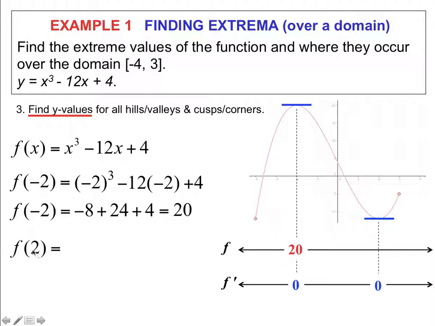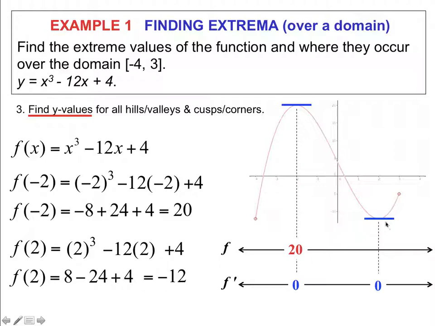And now we have to look at when x is 2. We have to look at the function value. So we're going to plug 2 into the function. That's going to give us 8 minus 24 plus 4, and so that's a minus 12. I'm going to put a minus 12 on my function number line.